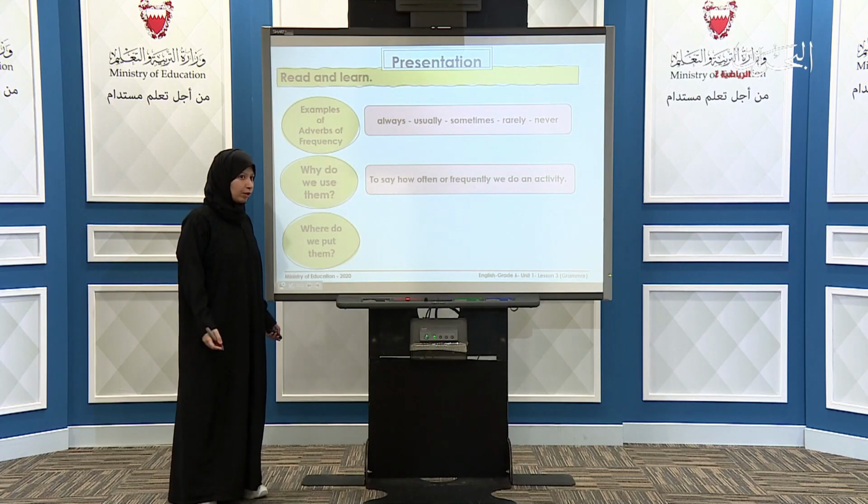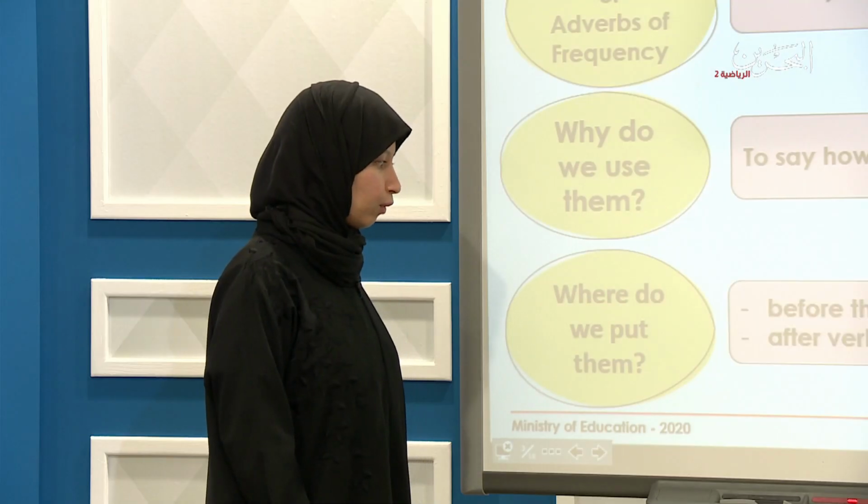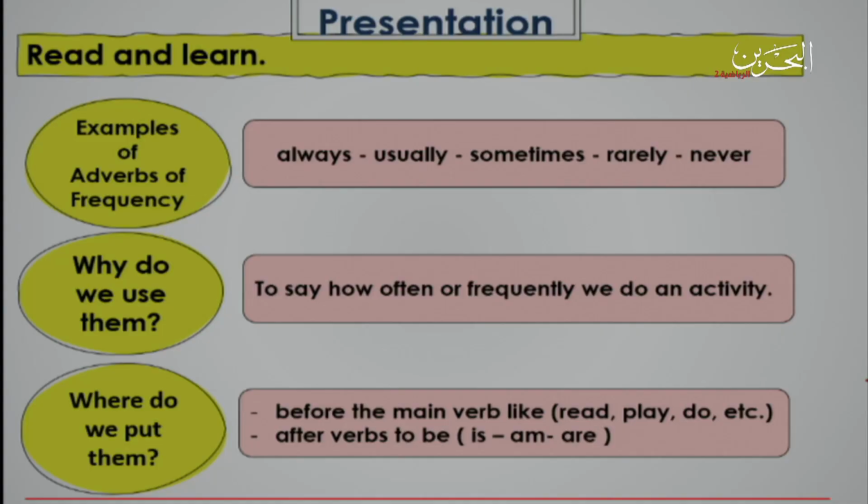Now, where do we put them when we want to form the sentence? We put them before the main verb, like read, play, do. We put these adverbs of frequency, always, usually, sometimes, before the main verb. And we put them after verbs to be, like is, am, are.